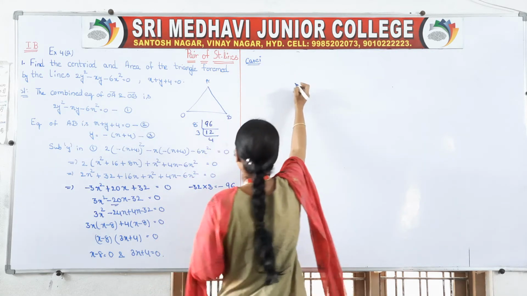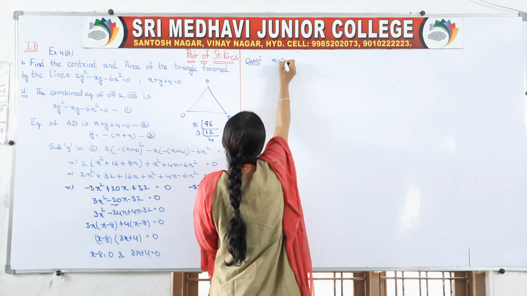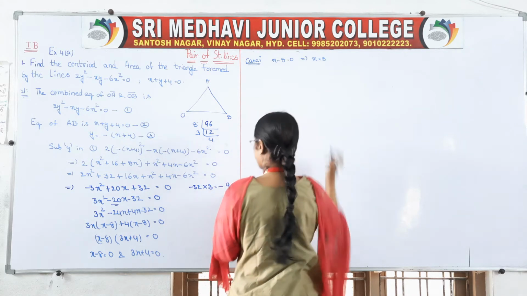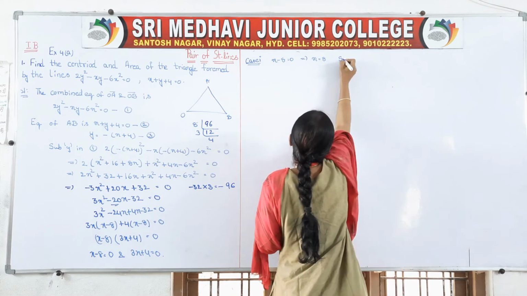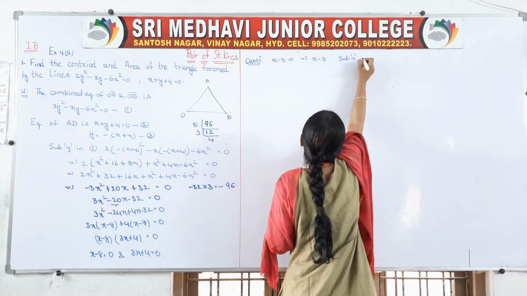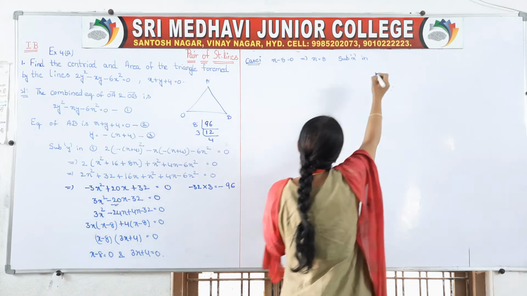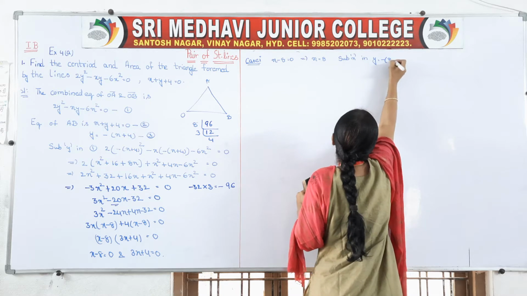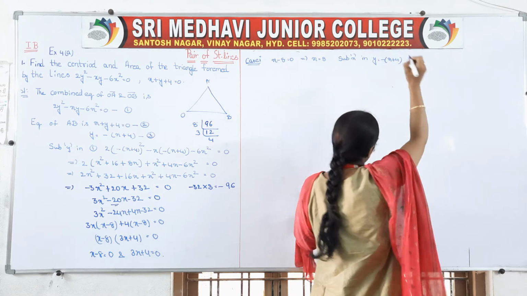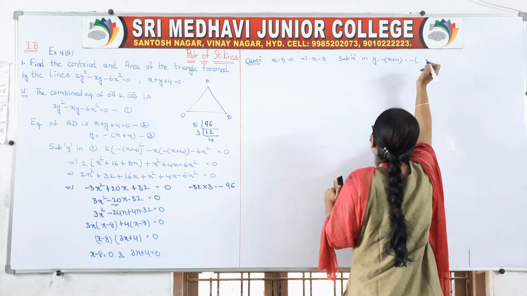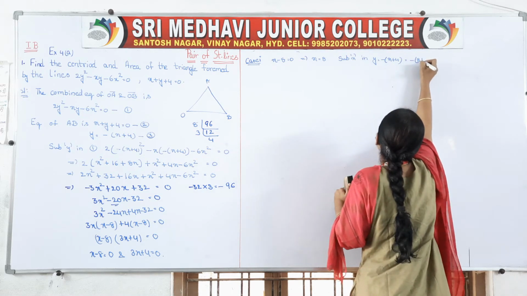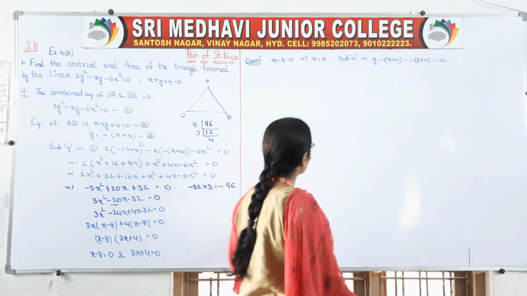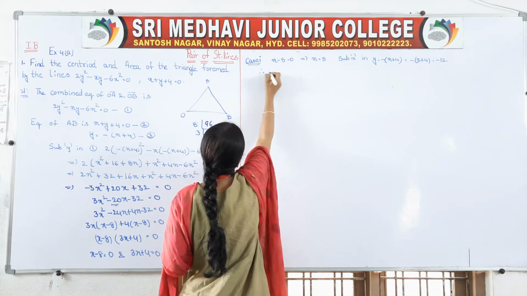First, in case 1 we take x minus 8 is equal to 0, which implies x is equal to 8. Substitute the x value in the third equation. What is your third equation? y is equal to minus of x plus 4. So y is equal to minus of 8 plus 4, which is equal to minus 12. Therefore this is your first point.